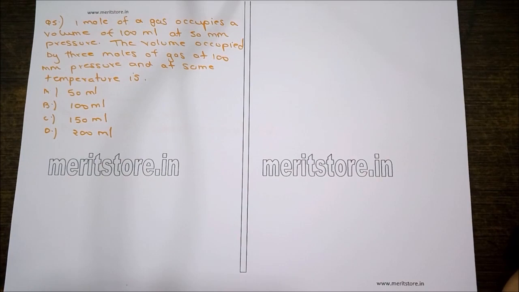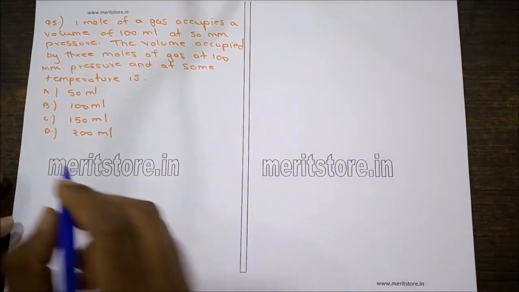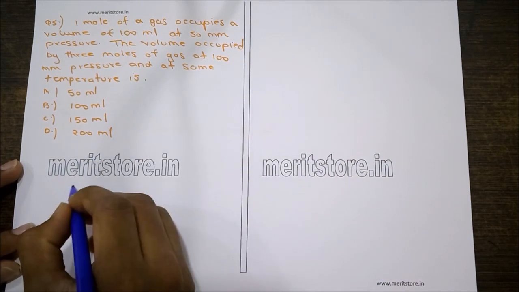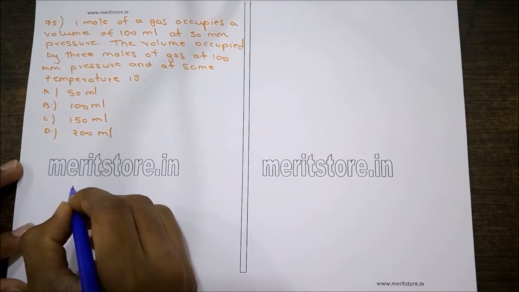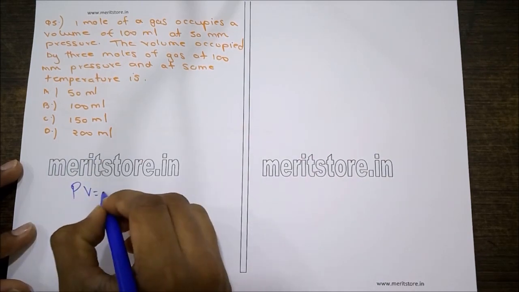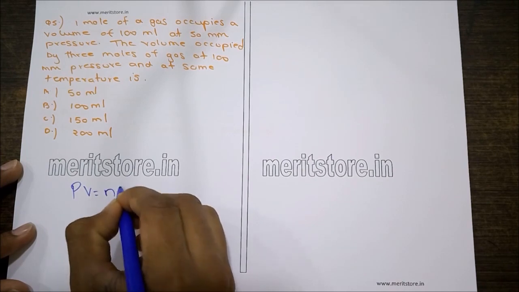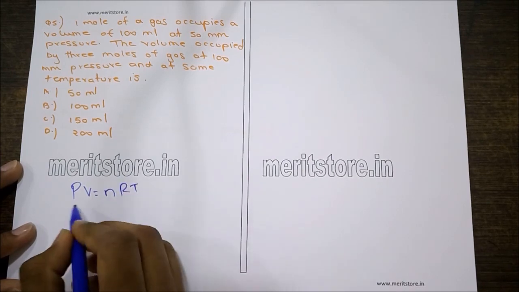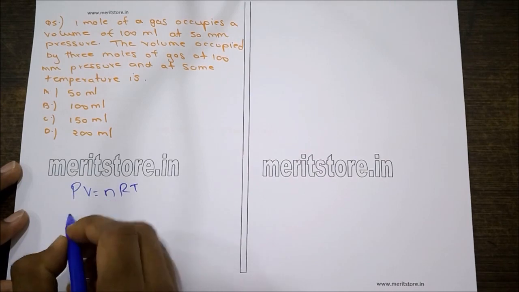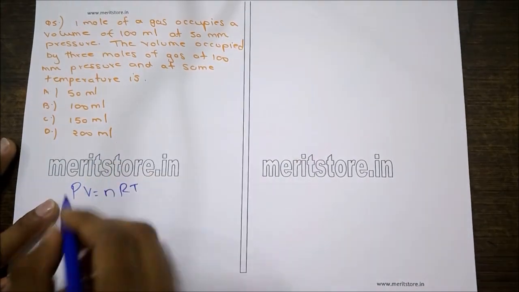A mole of gas occupies a volume of 100 ml at 50 mm pressure. The volume occupied by 3 moles of gas at 100 mm pressure and at the same temperature is, the options given are 50 ml, 100 ml, 150 ml and 200 ml. Since the pressure is low, let's look at the ideal gas equation. PV equals nRT. Now for the first case, the pressure is given as 50 mm.